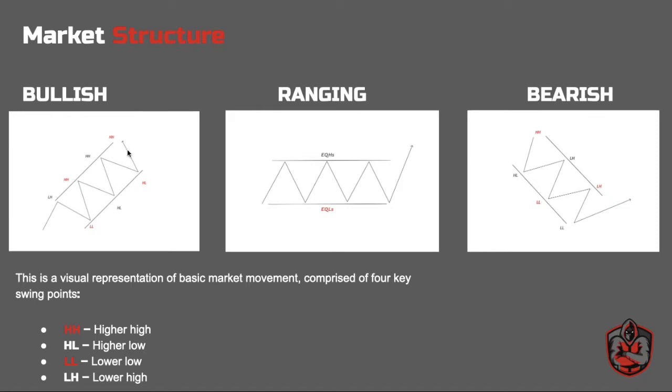One, we have a bullish sentiment, which is referred to as an uptrend. It's when price is printing a series of higher highs and higher lows. And then we have a ranging market. It's when price is printing equal highs, equal lows. Essentially, you can call it support and resistance levels. It's when price just doesn't really have a direction, it's just moving sideways. A bearish sentiment, referred to as a downtrend, is when price is printing a series of lower highs and lower lows. So like I said, these basic market movements are comprised of 4 key swing points: higher highs, higher lows, lower highs, and lower lows.